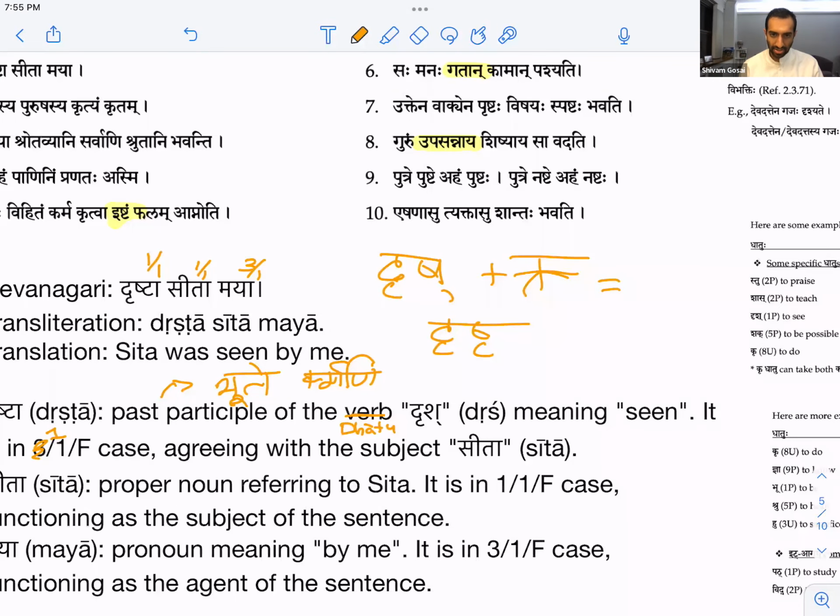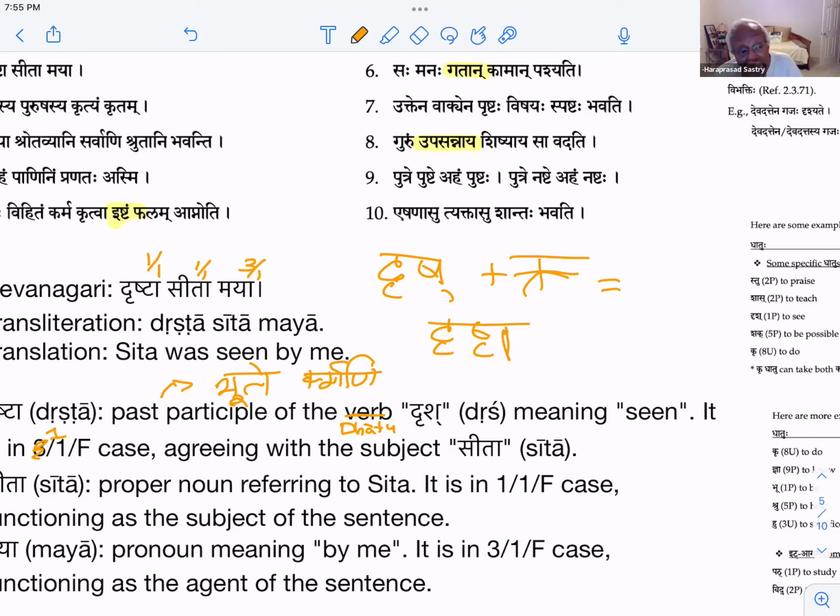Sorry, can you see that clearly? Okay, it's not very neat, but yes, drishta would be the main thing. If it was masculine, you would do drishtaha. Correct. If it was napumsakalinga, drishtam. Correct. But here we have drishta, which you can't get in masculine or napumsakalinga. So yes, it is feminine. Because Sita is feminine, it is also feminine. So this is 1-1 drishta.